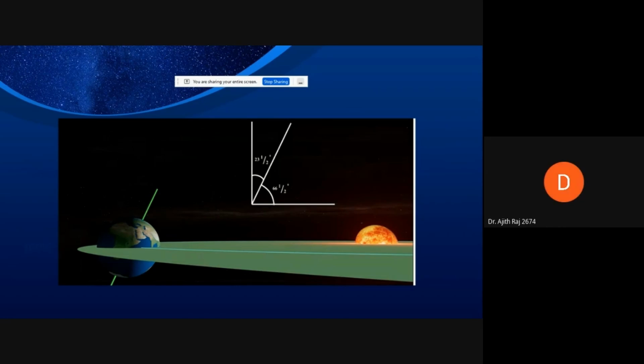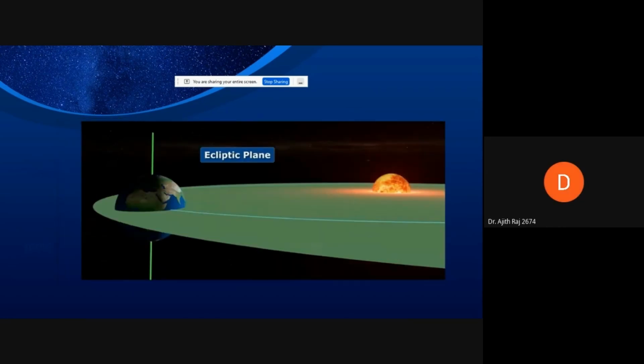You can see this diagram. See here, this plane, exactly what I am calling the ecliptic plane, is the plane made by the earth's revolution around the sun in this orbit. While this revolution happens, there will be a plane with respect to the sun, and that plane is what I mean.